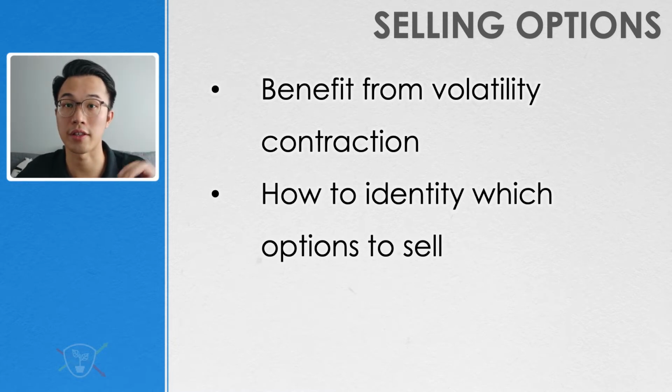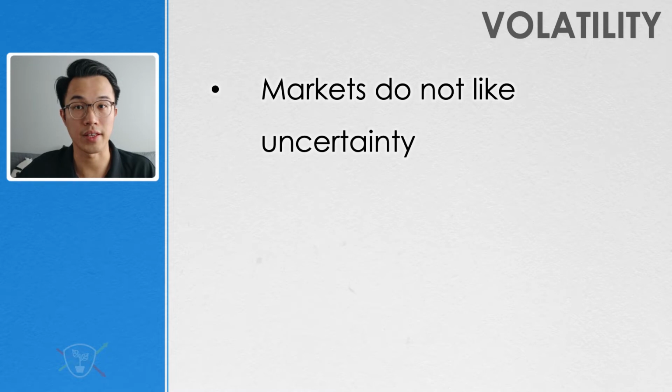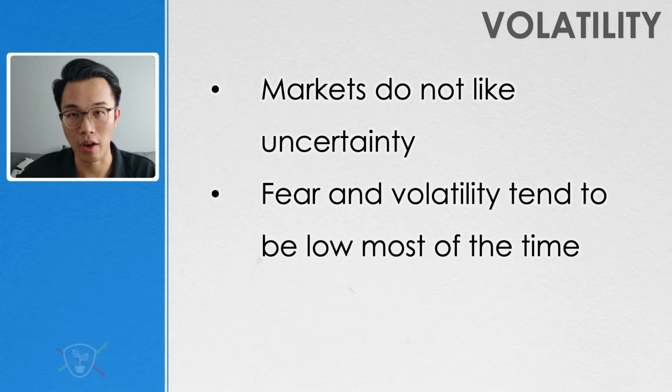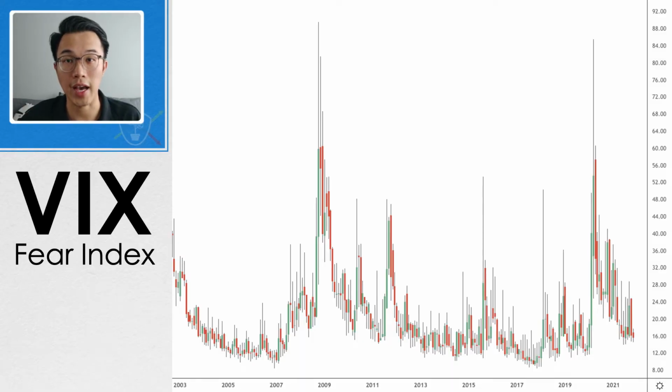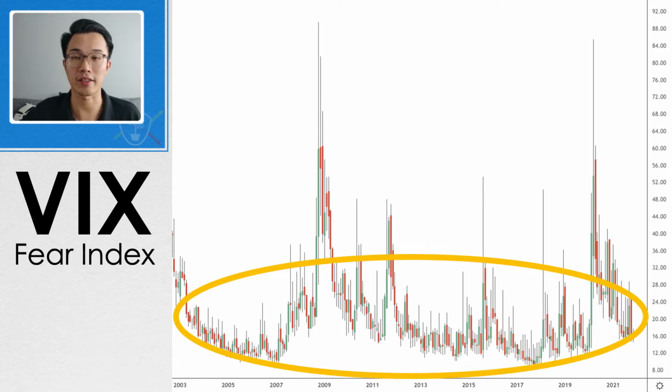benefit of volatility contraction. To set the scene, markets do not like uncertainty. So generally, fear and volatility in the markets tend to be low most of the time. What we're looking at is the chart of the VIX, also known as the VIX. And this is like a fear index of the US stock markets. And what's the first obvious thing that we notice? The majority of the time, the fear index is actually at the bottom of the chart.